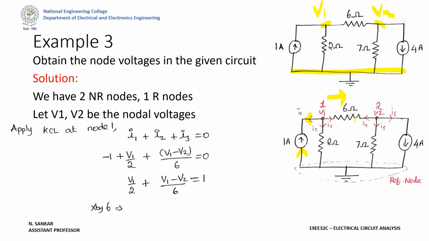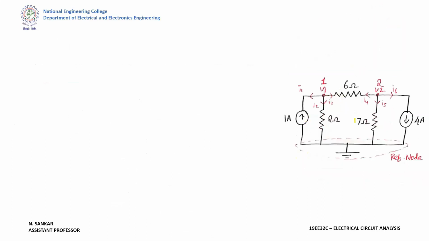So just to solve the equation, you will get the answers. 4V1 minus V2 is equal to 6 for the first equation, that is for the first node. Similarly, apply KCL for node 2, that is I4 plus I5 plus I6. So I4, the current is traveling from V2 to V1, that is, higher potential here is V2, that is V2 minus V1 divided by 6.